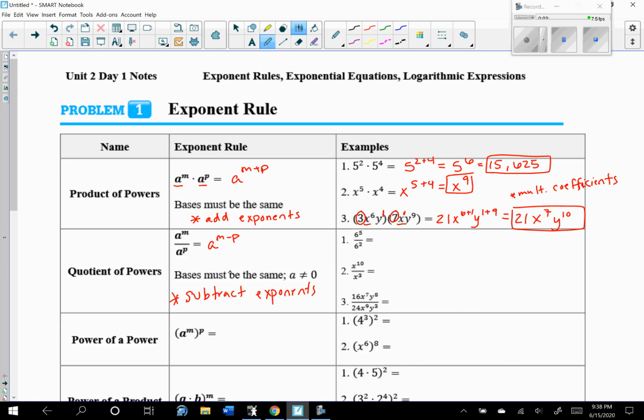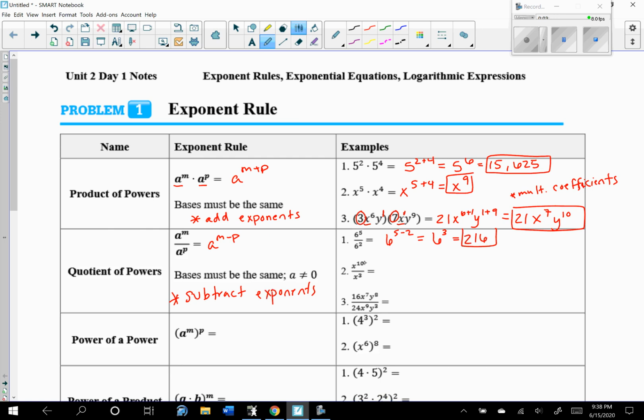Go ahead and pause the video, try 1, 2, 3 on your own. When you're done, unpause and check your work. Looking at number 1, notice that the bases are the same. So we have 6 to the 5 minus 2, which is 6 to the power of 4, all to the power of 3, which of course is numerical. When we do this out, we get 216. Something that small you should be able to do in your head. 6 times 6 is 36, times another 6 gives us 216.